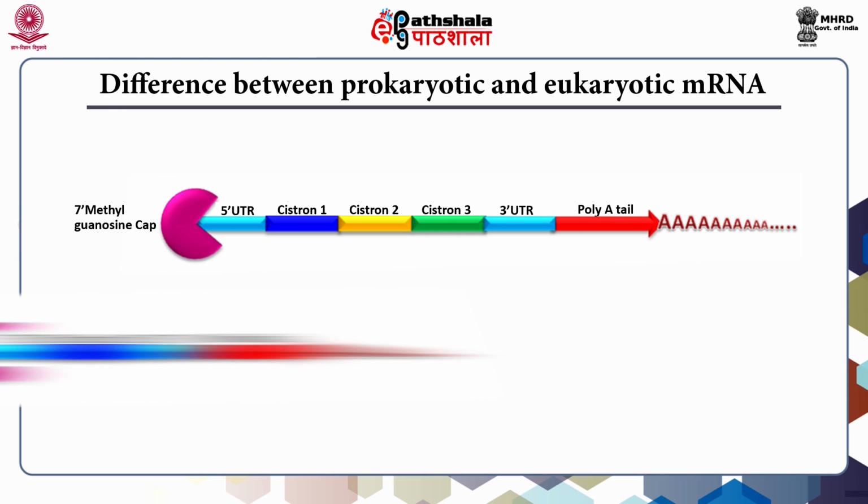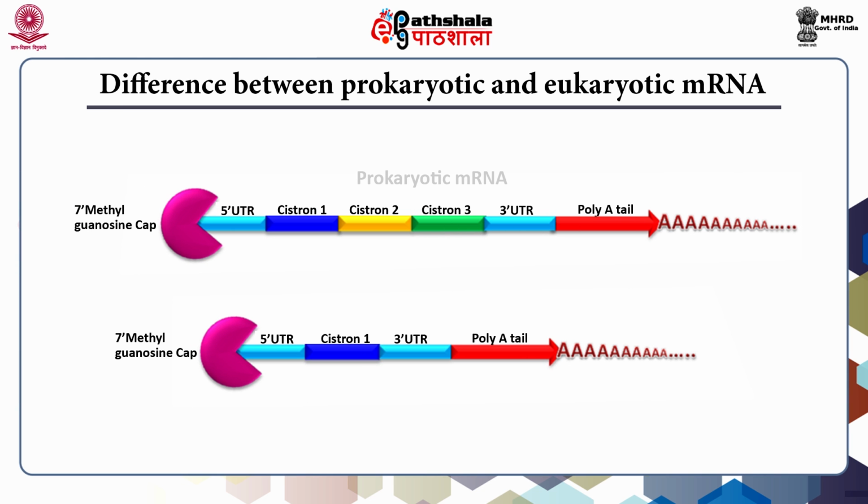What is shown in this picture is the difference between prokaryotic and eukaryotic mRNA. In both cases, you will find a 7-methyl guanosine cap, a 5' UTR, cistron 1, 2, 3 and then 3' UTR in case of prokaryotic mRNA and then a poly A tail. But in case of eukaryotic mRNA, what is missing is cistrons 2 and 3.